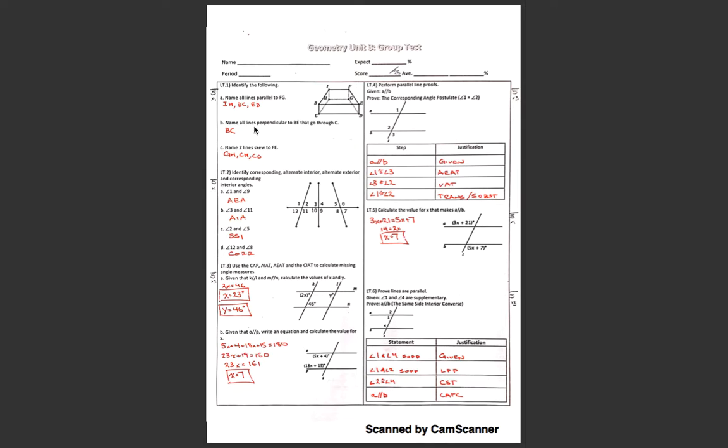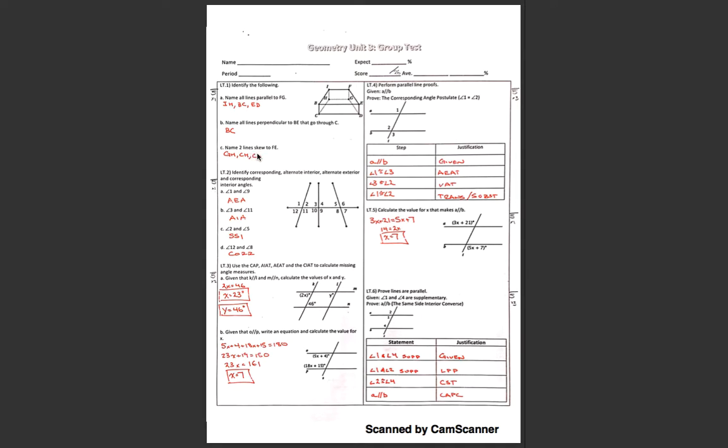For part B, you need to name all the lines that are perpendicular to BE, that would be this one right here, that go through C. Well, let's see, this is perpendicular. It crosses at 90 degrees, so does this one, but the only one that goes through C is BC.